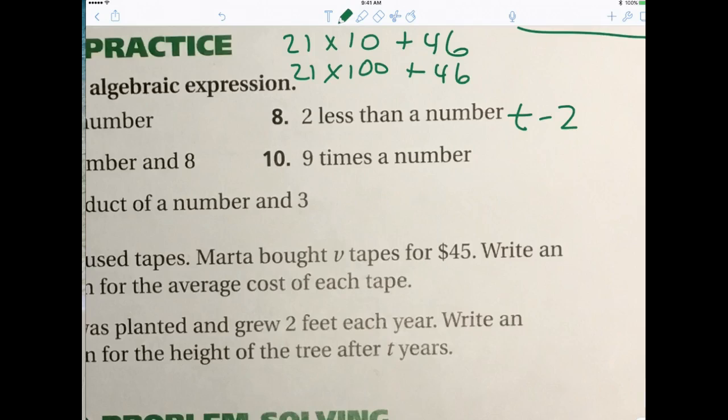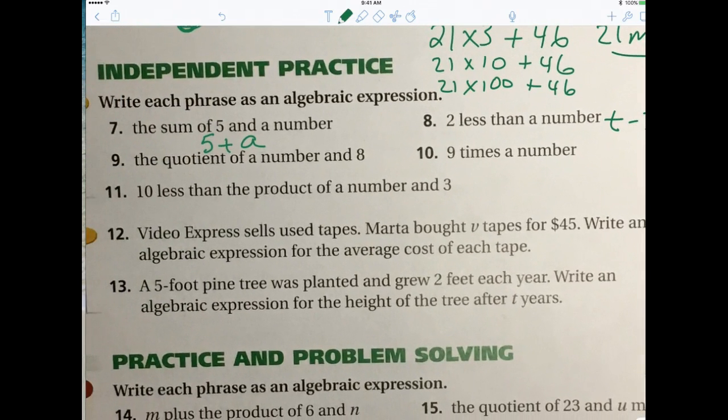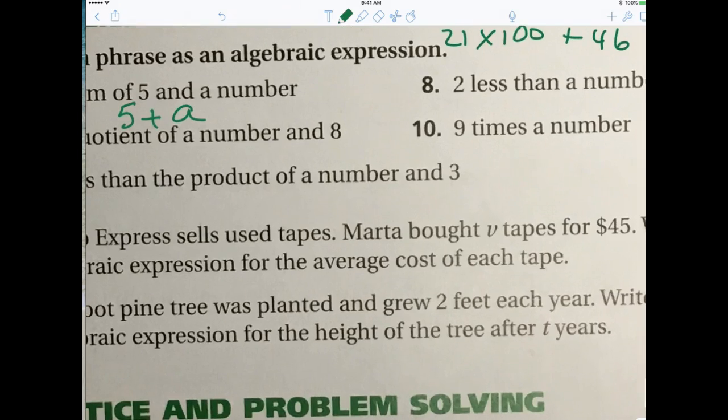All right. Number 9. Let's see how you're thinking. Read it. The quotient of a number and 8. What did I say quotient was? When you divide. So it could be something like L, divided by 8. Very good. L. Now we do division as a what again? Fraction. L over 8.